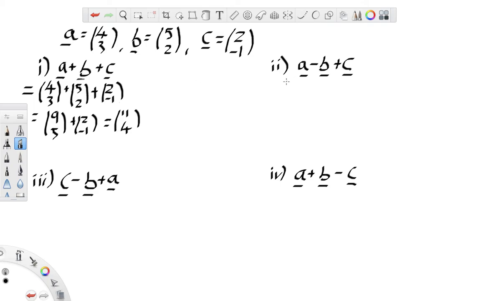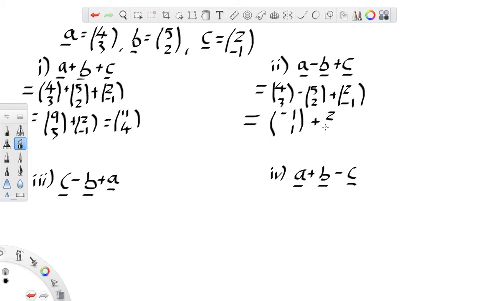Okay, so question 2, we've got A minus B plus C. Well, that's (4, 3) minus (5, 2) plus (2, -1), like that. So again, I'll work this out in stages. So I'll do the first two vectors. So that's 4 minus 5, which is minus 1. And then 3 minus 2, which is 1. And then we're adding to that (2, -1).